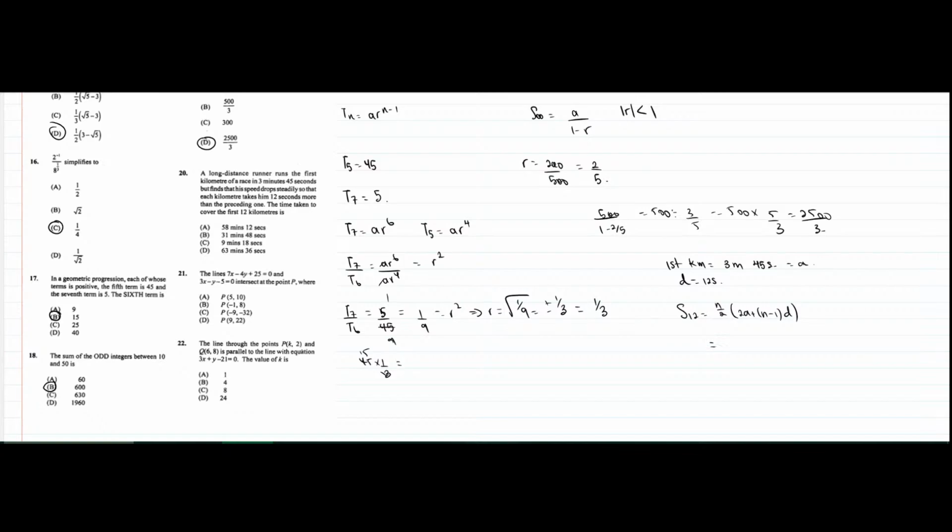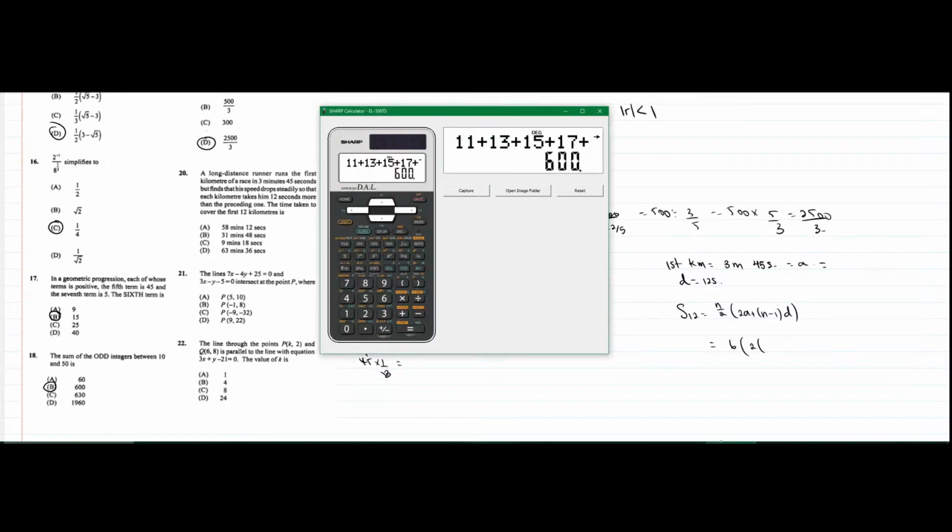N over 2 is 12 over 2, which is 6, into 2a. 3 minutes, I'm going to convert this whole thing to seconds, yes? 3 by 60 plus the 45, 225 seconds. 225 plus n minus 1, which is 11 by 12.